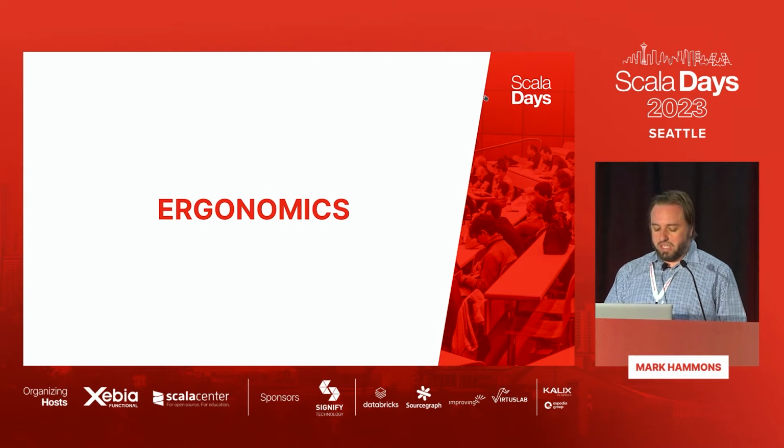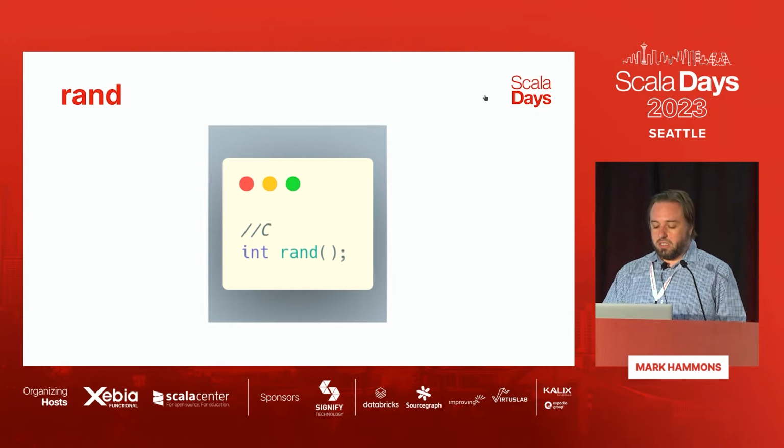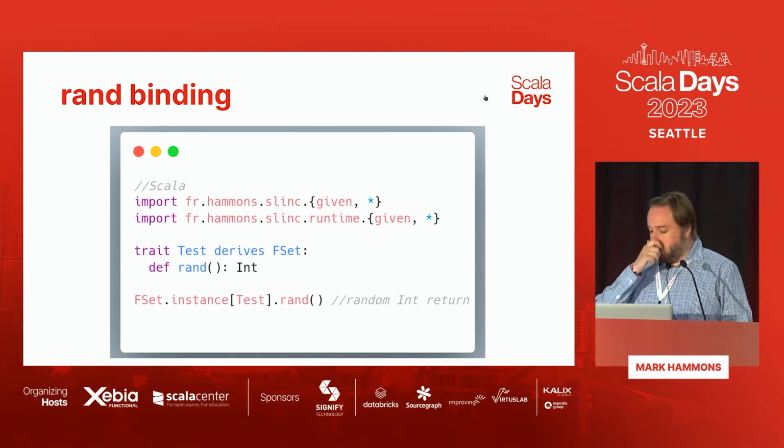So, let's go ahead and look at the ergonomics of Slinc. Here we have the definition of rand in C, and it's just a function that returns an int. If you wanted to bind to the standard library and call rand from Scala with Slinc, you would define a trait to house the method, derive this fset type, and then you would define a method that mirrors the shape of the C. You use the same name, rand, and a similar return type, int.